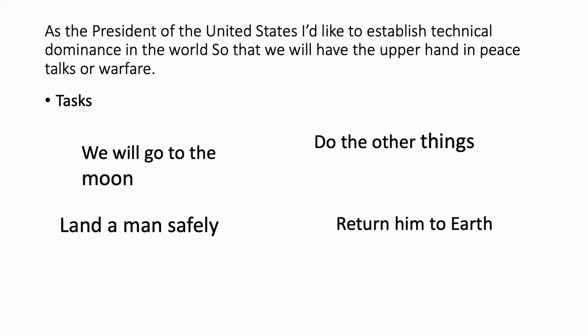So really, that's what was going on with the space race, right? We had political reasons to get out there, and the tasks were: we're going to go to the moon, we're going to land a man safely, return him to Earth. We'll go to the moon is achieved by Apollo 8. Apollo 11 gets us to land a man safely, and the goal is also to return him to Earth. If for some reason they weren't able to, maybe Apollo 12 would achieve that, or some other mission.